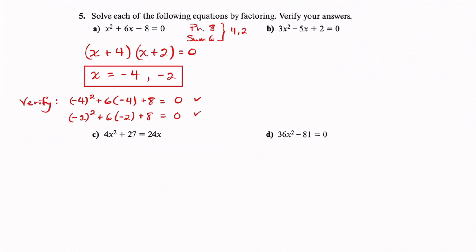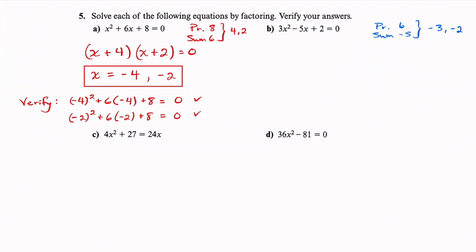Looking at part B for this one, now this one's a little harder because the first term there, the 3, is not a 1. So we can still start by doing our product sum method, but it's going to be a little bit longer. The product is 3 times 2, so that's a product of 6, and the sum is negative 5. The two numbers that multiply to 6 and sum to negative 5 are negative 3 and negative 2.